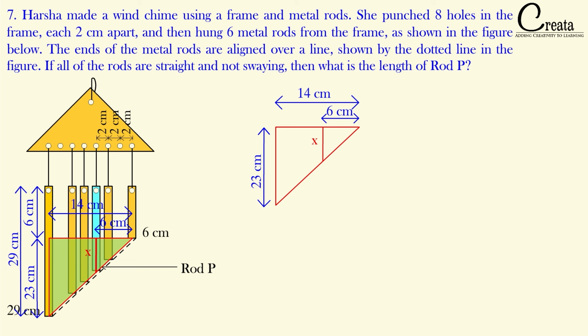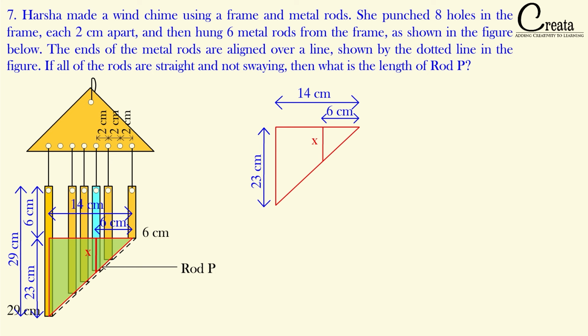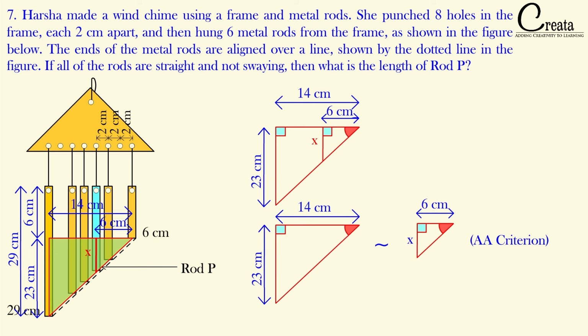Further, here are you able to observe two triangles in the given figure? This big triangle and this small triangle. Can we say these two triangles are similar to each other? Yes, both the triangles are similar to each other. Both the triangles are sharing this common angle. So this angle will be equal in both the triangles. And this angle is equal to 90 degree in both the triangles. The rods are hanging from the top. So these two angles are equal to 90 degree. So by angle criteria, both the triangles are similar to each other.